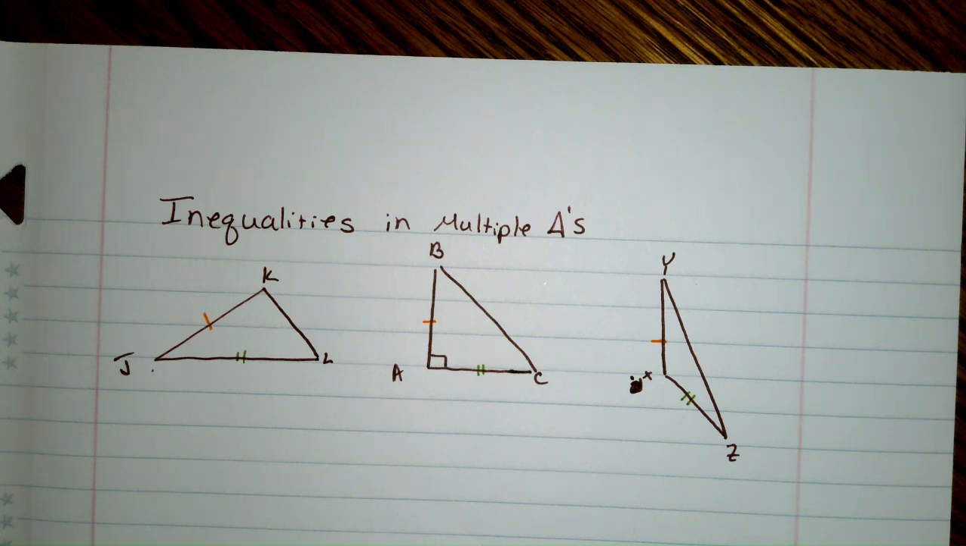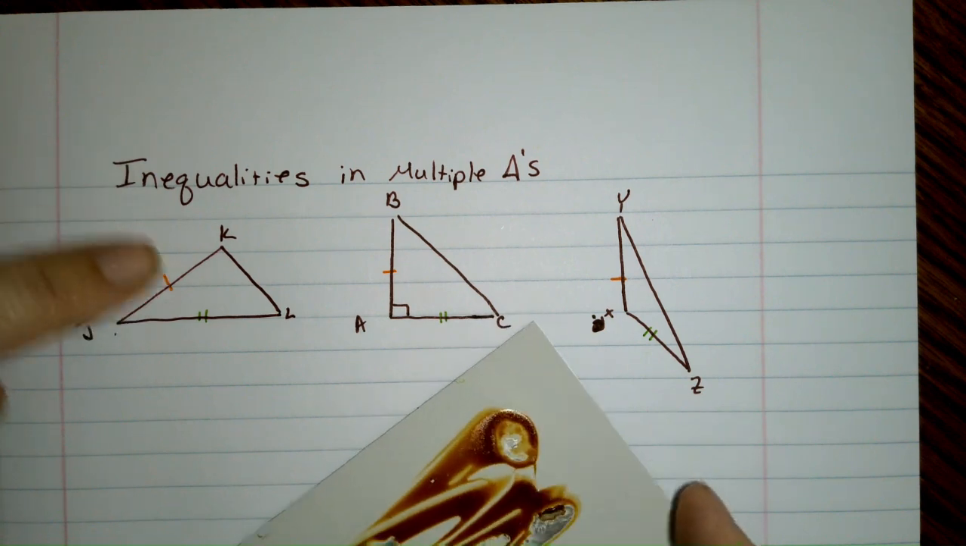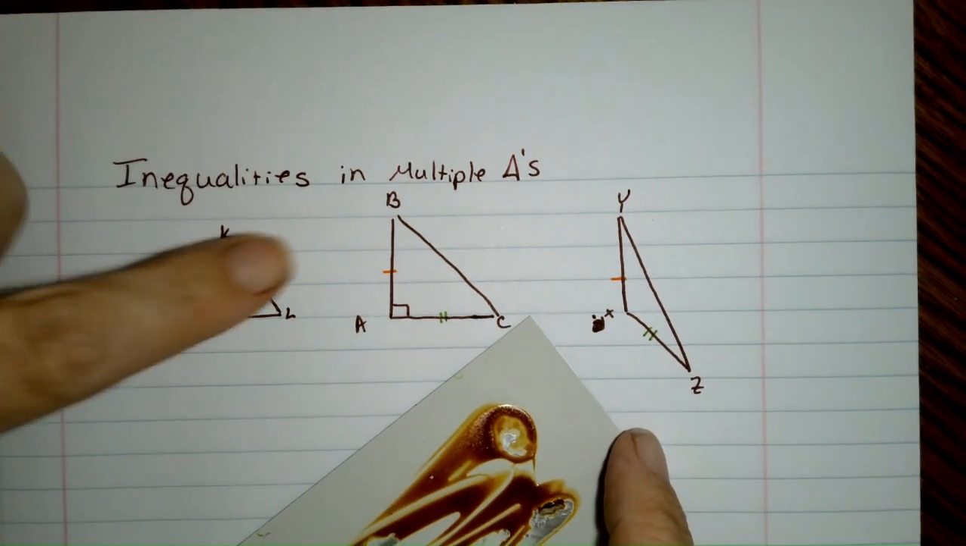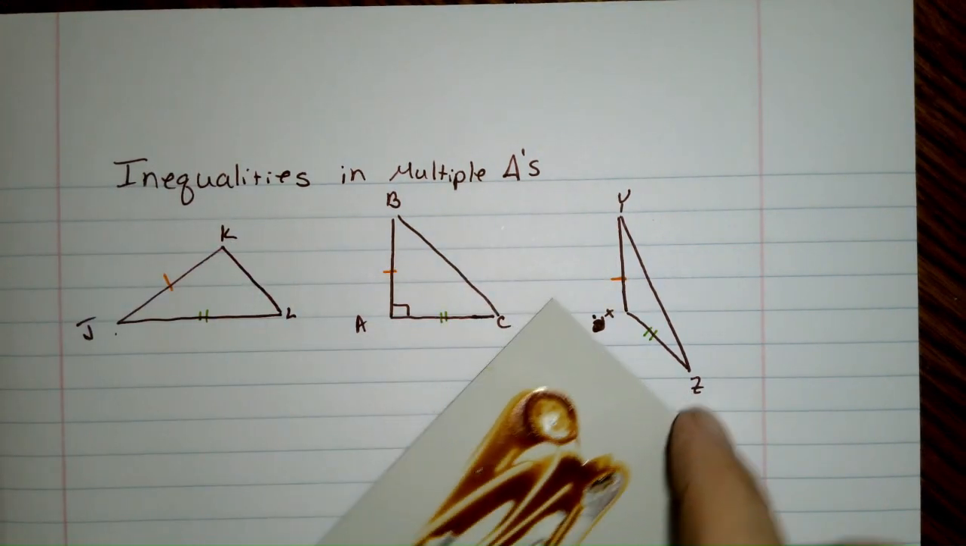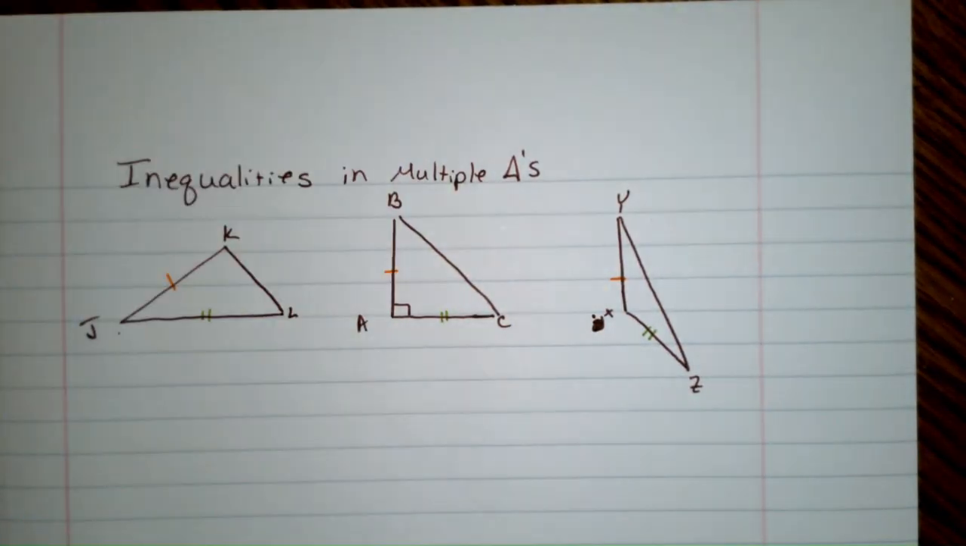Welcome to Inequalities in Multiple Triangles. I want you to notice here that what I've drawn actually kind of looks like a hinge, and I'll explain why I say that. They all share this orange congruent segment. Okay, so one side of the shape is this length. They also all share another segment length, which is marked in green.